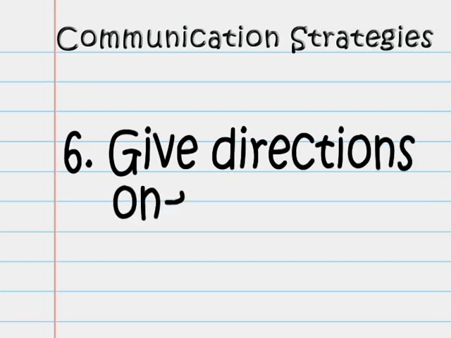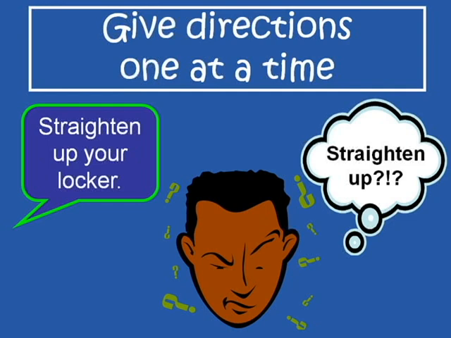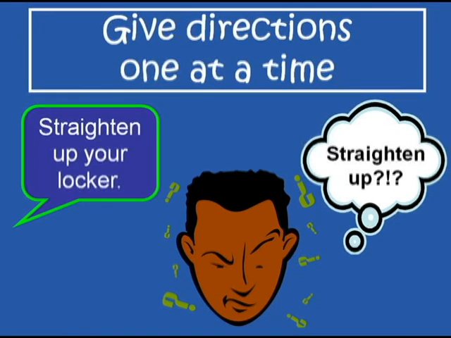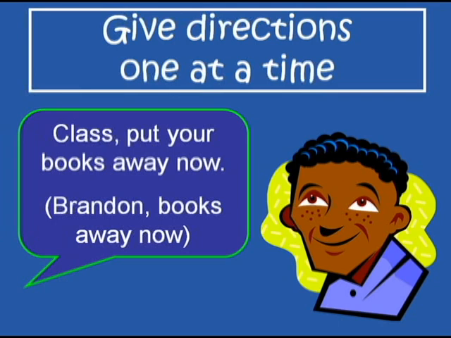Strategy number 6. Give directions one at a time. When working with learners who experience difficulties with language, less is more. Do not overwhelm them with multi-step or vague instructions. Tell the learner what you want them to do at the time you want them to do it. Oral instructions can be given to the entire class and then repeated one instruction at a time for those who need it. This frees up the learner's attention to concentrate on the assigned task.